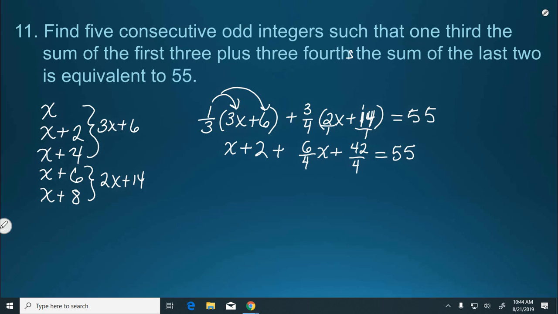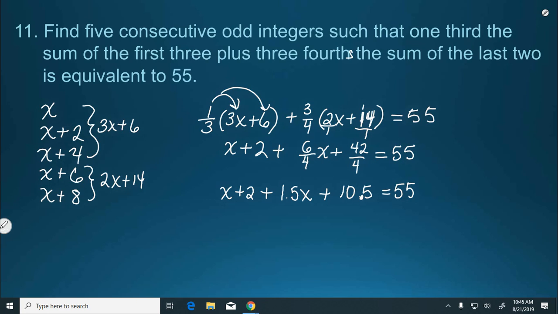It might be easier to change those fractions into decimals at this point. And since I'm dividing by 4, I know it's going to come out as a quarter. It's not going to be some repeating decimal. So I can change those to decimals to make my life easier. So I've got x plus 2 plus 4 goes into 6 once with 2 left over, and 2/4 is a half. So that's 1.5x plus 4 goes into 42 10 times with 2 left over, and that's 2/4, which is also a half. So it's 10 and a half equals 55.